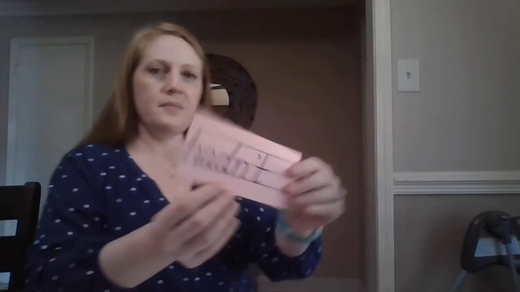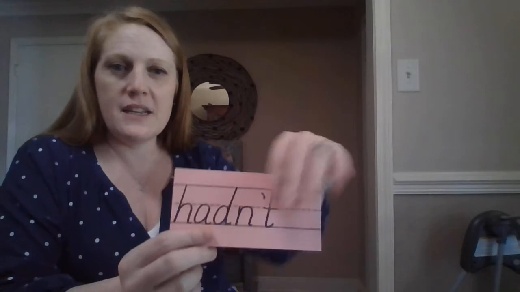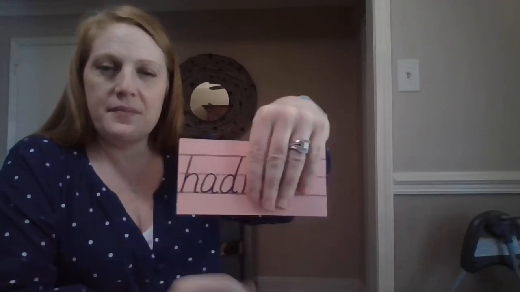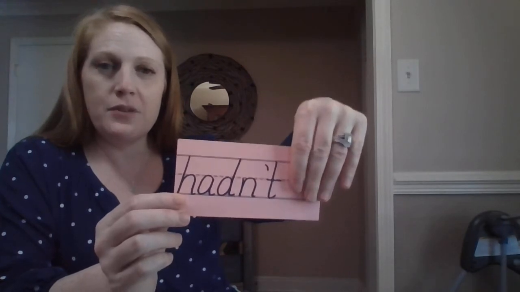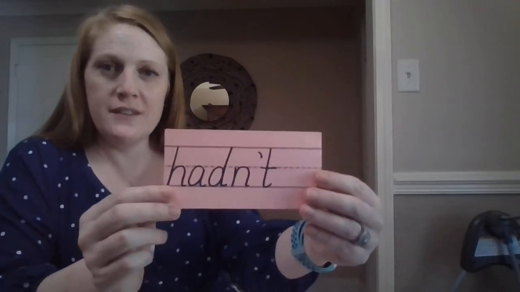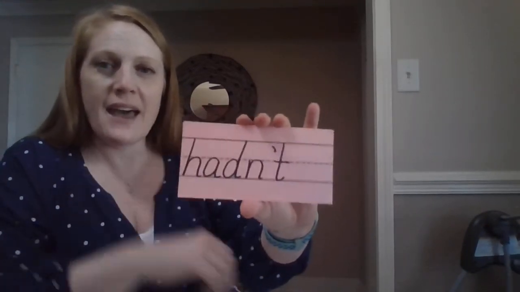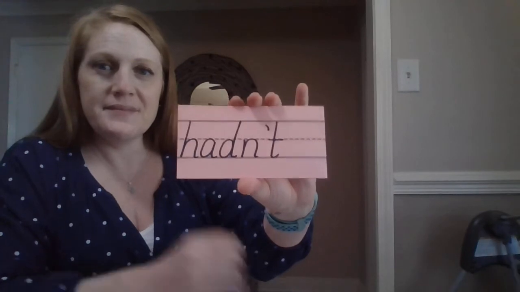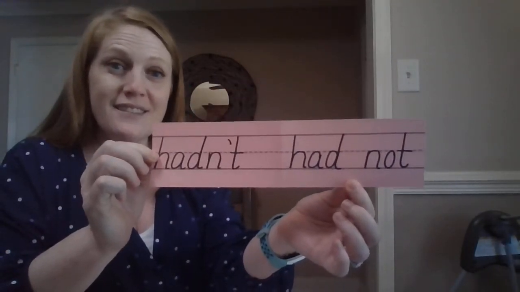Very good. All right. Let's look at what we have here. What is this word right here? H-A-D. Had. Very good. Nt. Put those two parts together. What is our word? Hadn't. Very good. What two words make up hadn't? Did you say had and not? Very good. Had and not make up hadn't.